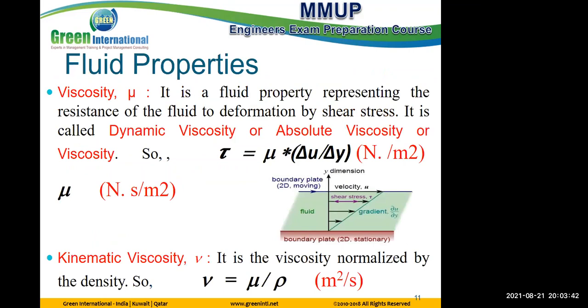Viscosity. Viscosity is one of the important properties for fluid mechanics. Let's see the definition so we can understand the equation created here. Viscosity, mu, is a fluid property representing the resistance of the fluid to deformation by shear stress.